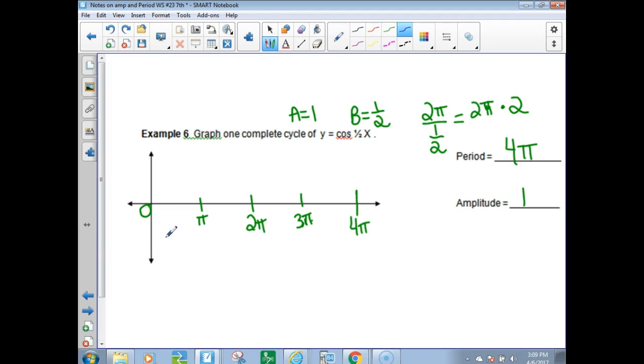All right, our PSAT. All right, our amplitude was just 1. So we're going up to 1, down to -1. All right, is it a sine or a cosine? You want to go back and make sure you paid attention to that. It's a cosine. So cosines at 0 are not 0, they are 1. All right, so start up at 1.